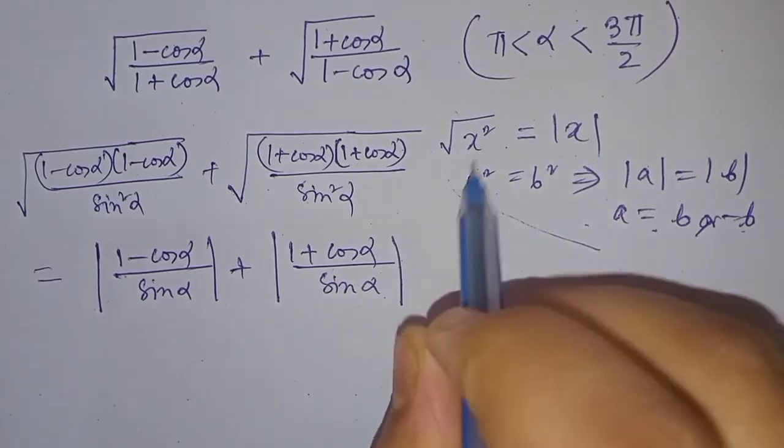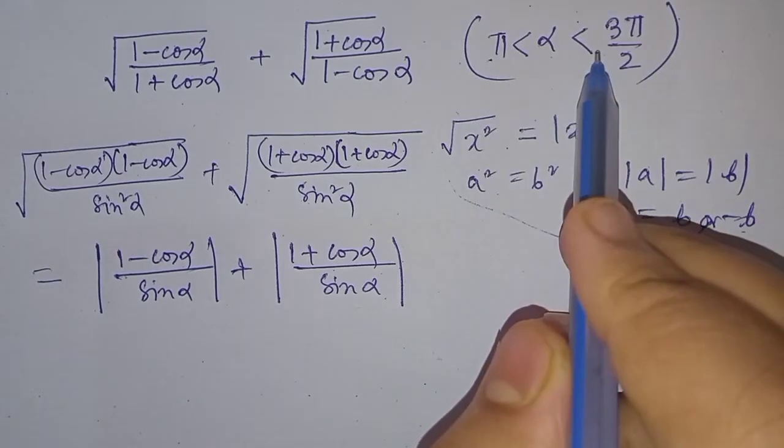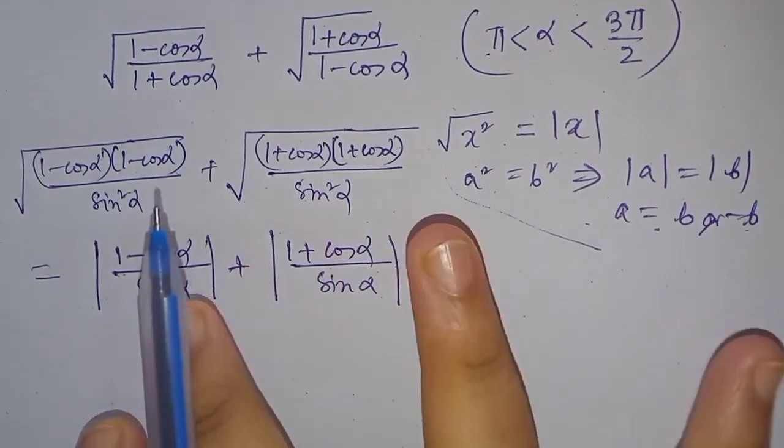Now we are given another thing, that alpha belongs to pi to 3 pi by 2. So we have to simplify this further.